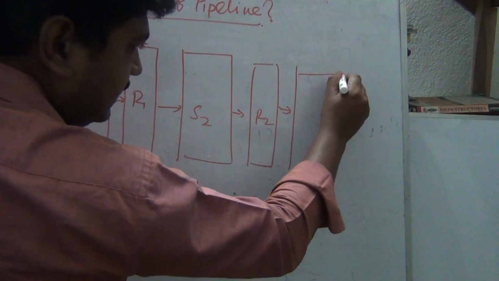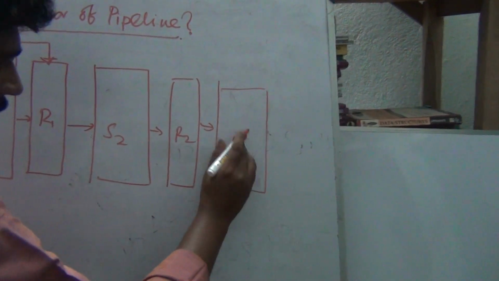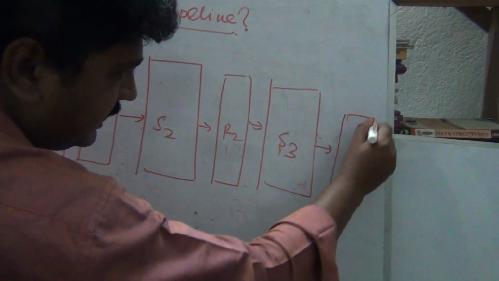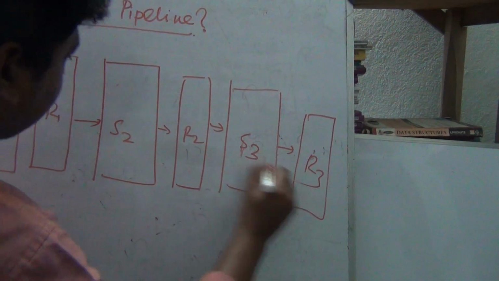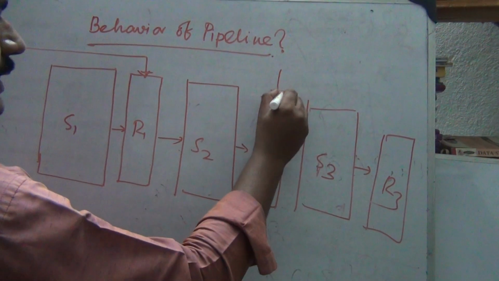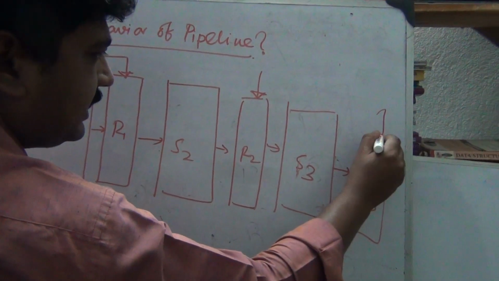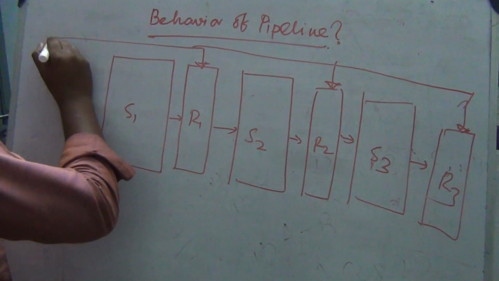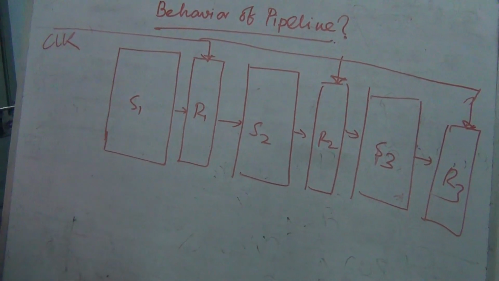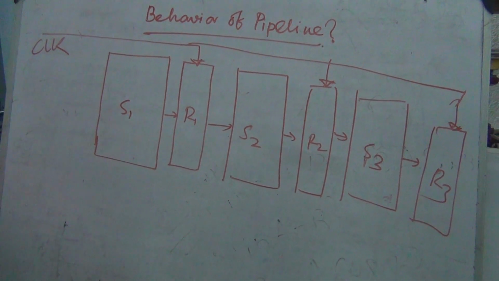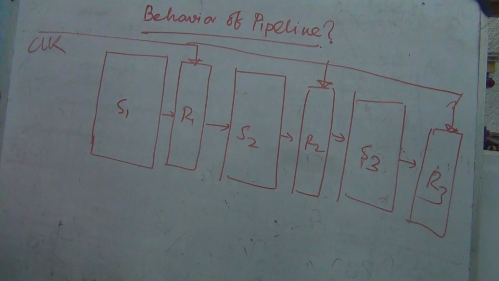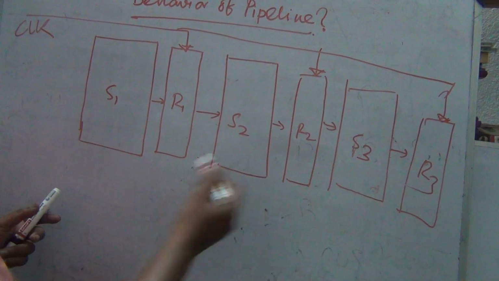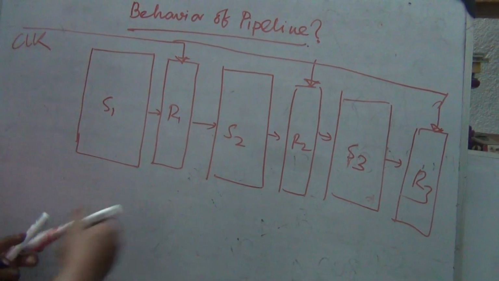And this is connected to S3, and finally we get the result R3, and those are all connected with the clock. So this is a synchronous pipeline. Now from this segment to this segment to this segment, data passes through the registers.